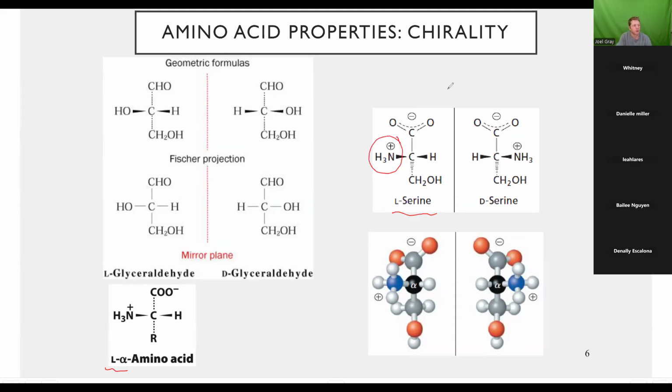Now, typically, what I'm going to do is I'm going to write or draw a molecule with my carboxyl group on the right-hand side. And that's just because whenever you're writing out a peptide or a polypeptide, multiple amino acids coming together to make one large molecule, then you'll have this opportunity to basically write it in a kind of straight line.